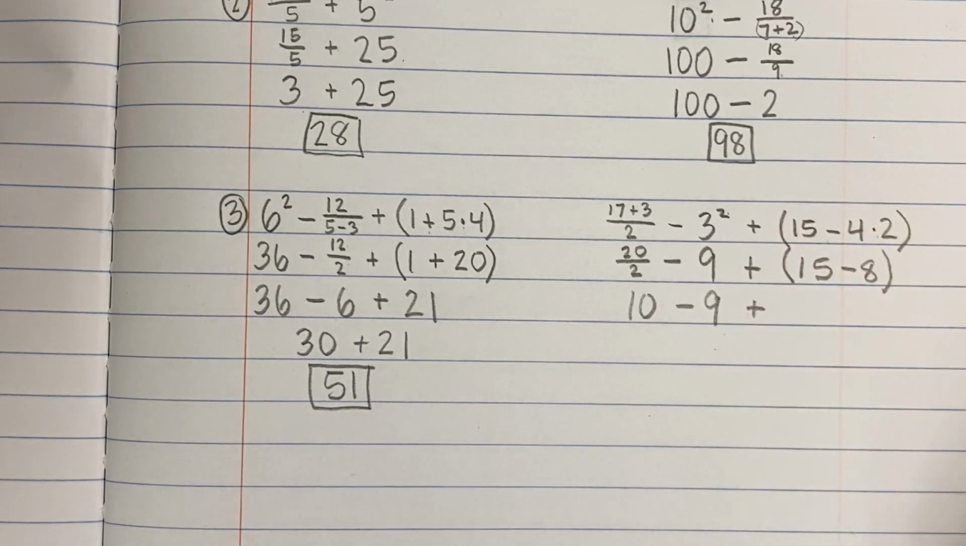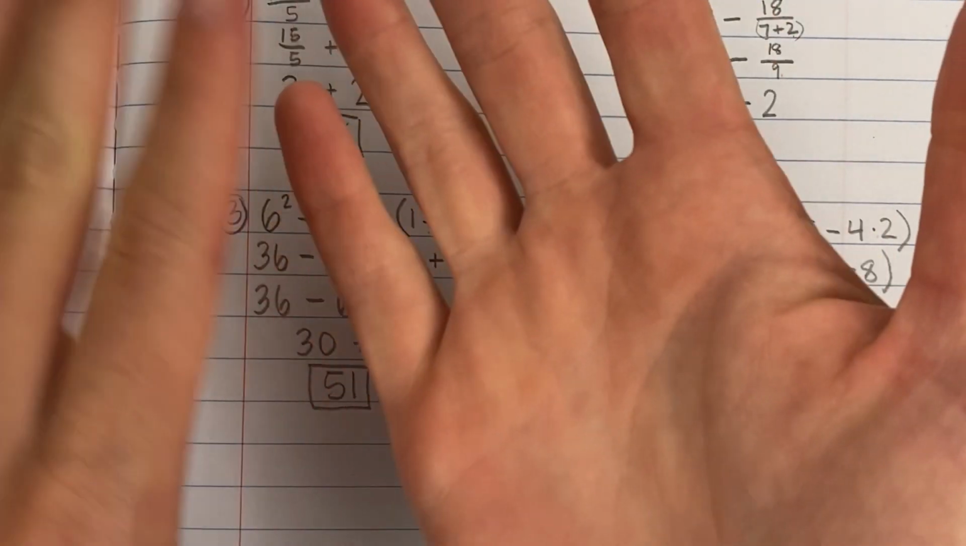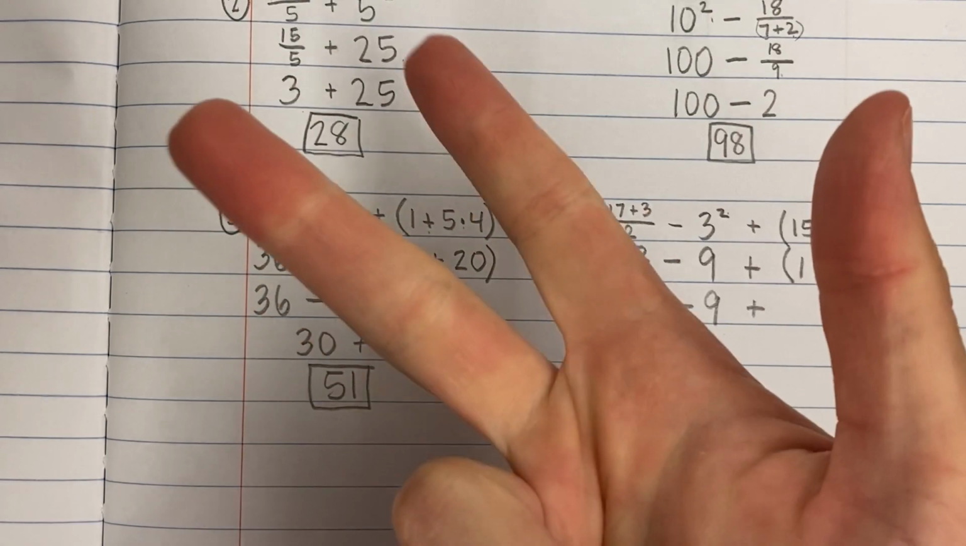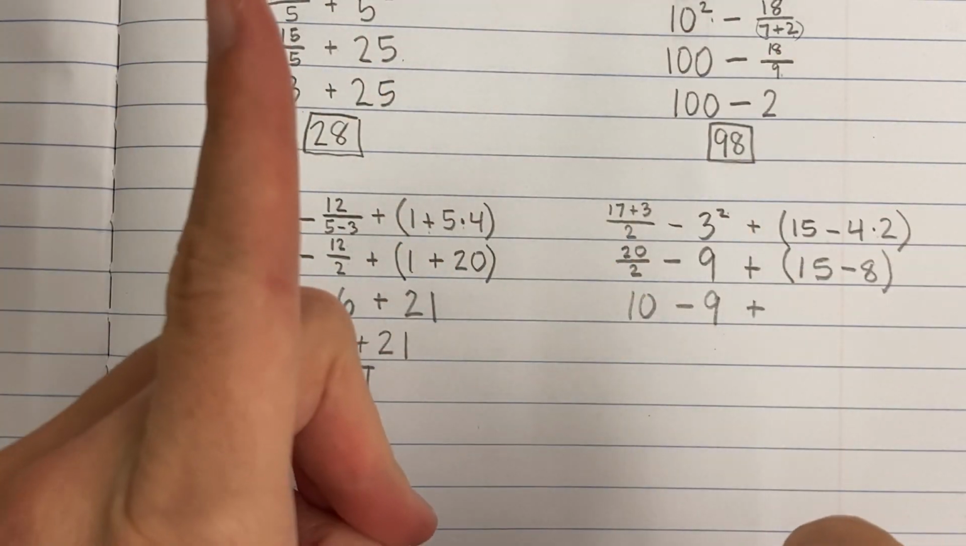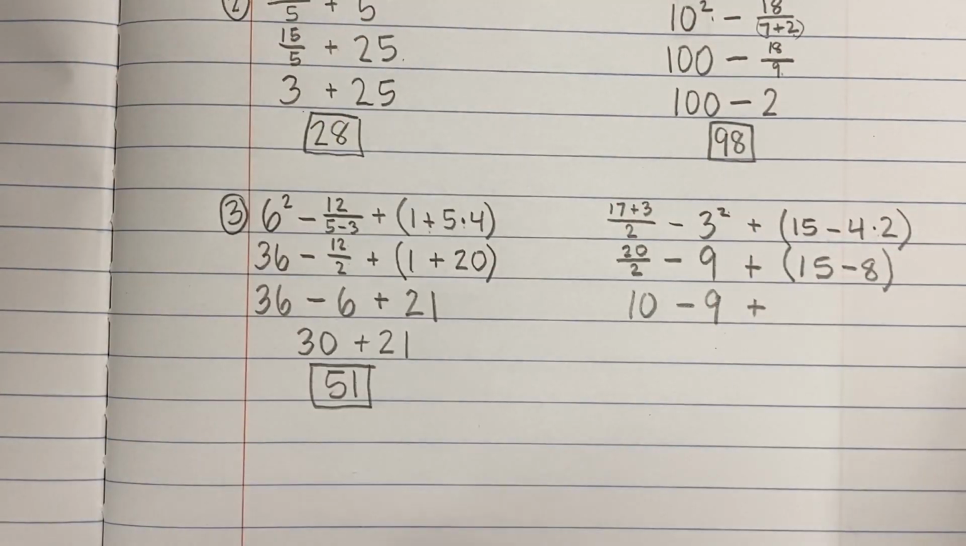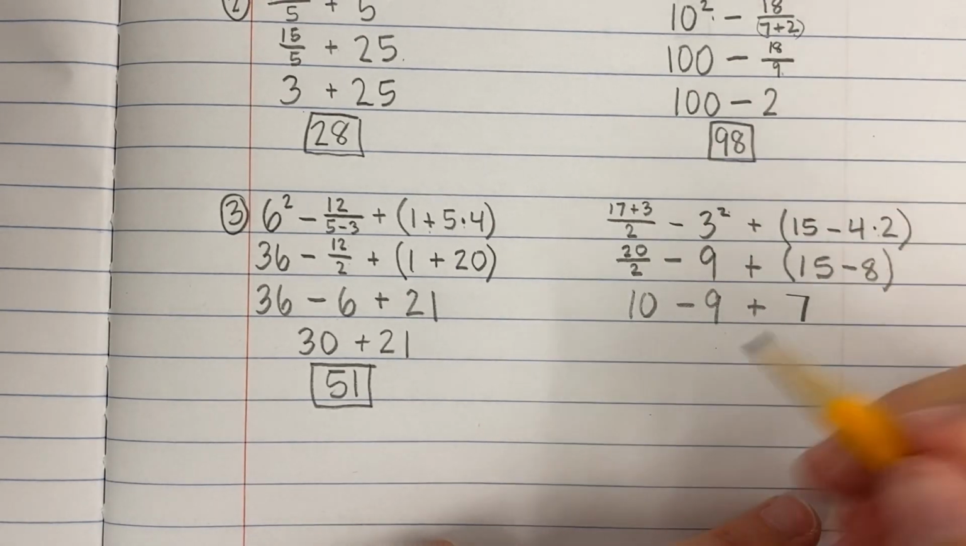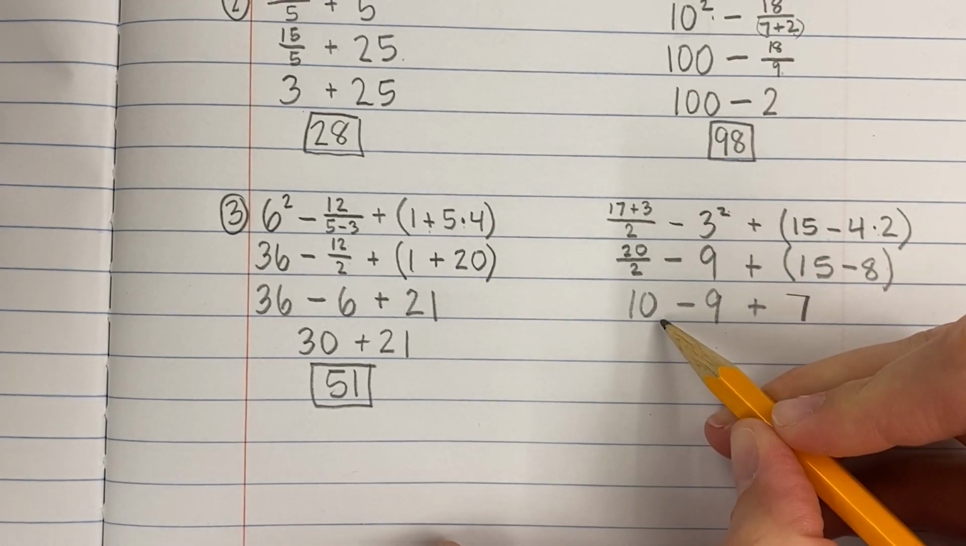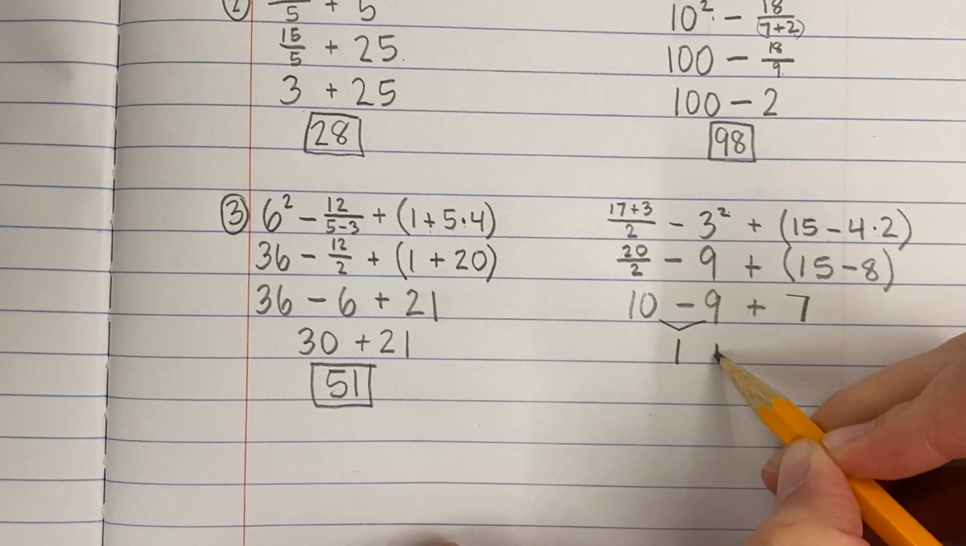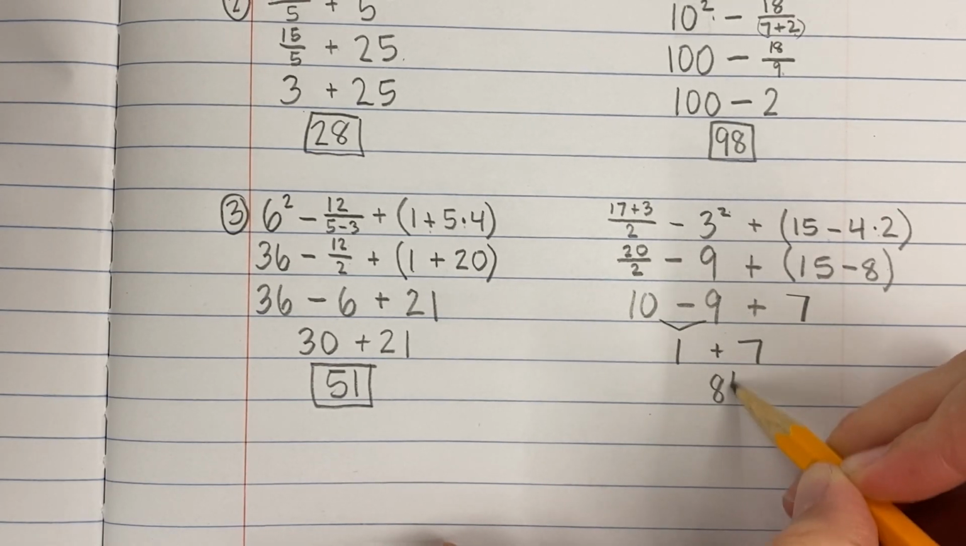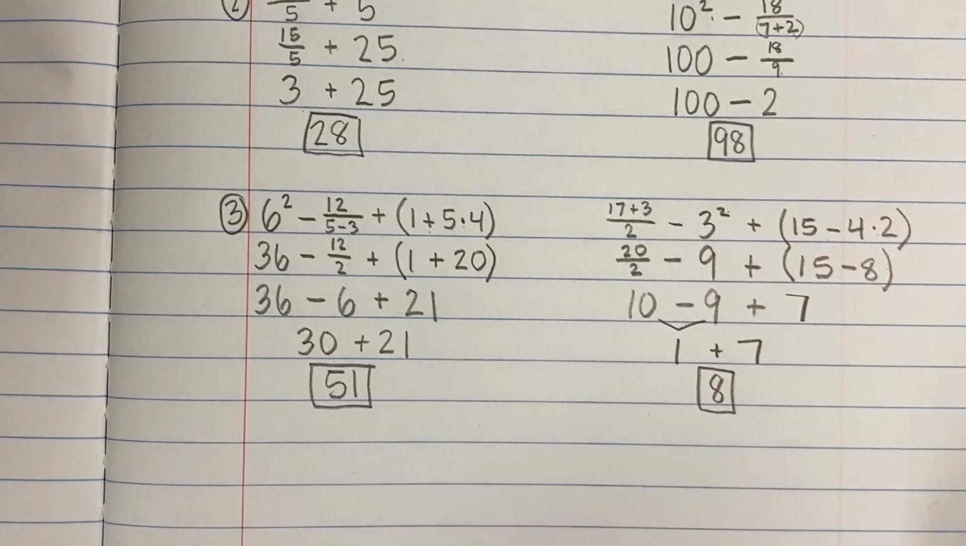You can use your fingers here, right? If you start at 15, I'm going to count down 8. So that's 14, 13, 12, 11, 10, 9, 8, 7. Okay, so 15 minus 8 is 7. Here I have subtraction and addition. I'm going to go ahead and do them from left to right. 10 minus 9 is 1, plus 7 is 8. And that's it. Nice job.